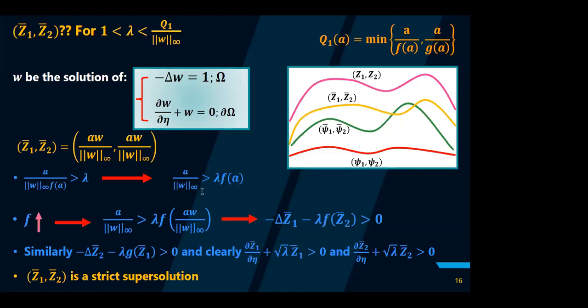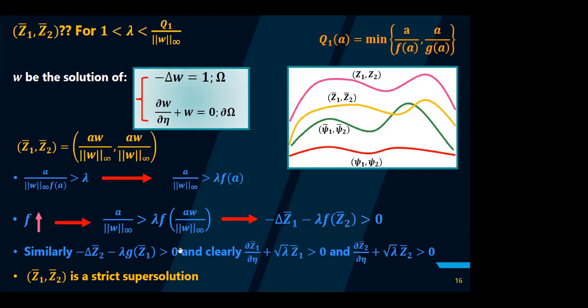Now, using the fact that f is an increasing function, I can replace this a by a smaller quantity to get a smaller quantity on the right hand side. So we have this inequality. I'm replacing a by this quantity, which is smaller than a. So this implies that negative Laplacian Z1 bar minus lambda f of C2 bar has to be positive, because this quantity is bigger than this one. If you move this to this side, it is just this difference. And similarly, we can show the other inequality.